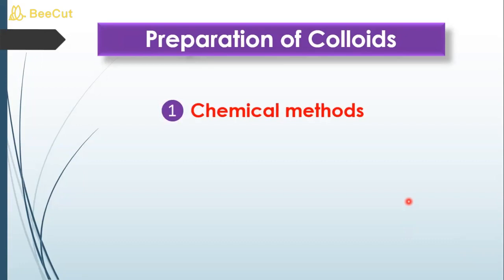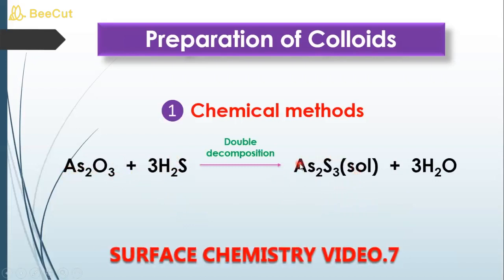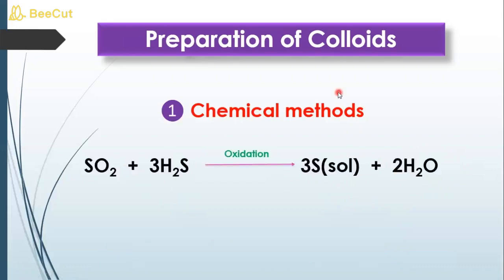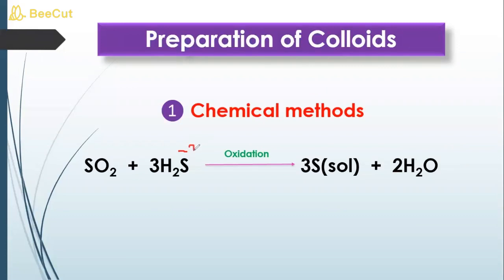Let us see the double decomposition reaction first, in which arsenous oxide and hydrogen sulfide, both of them undergo double decomposition to give arsenous sulfide salt, and the side product in this reaction is H2O. The second method is oxidation, in which the sulfur which is present in -2 oxidation state here gets oxidized to 0 oxidation state. In this reaction, the side product is water.